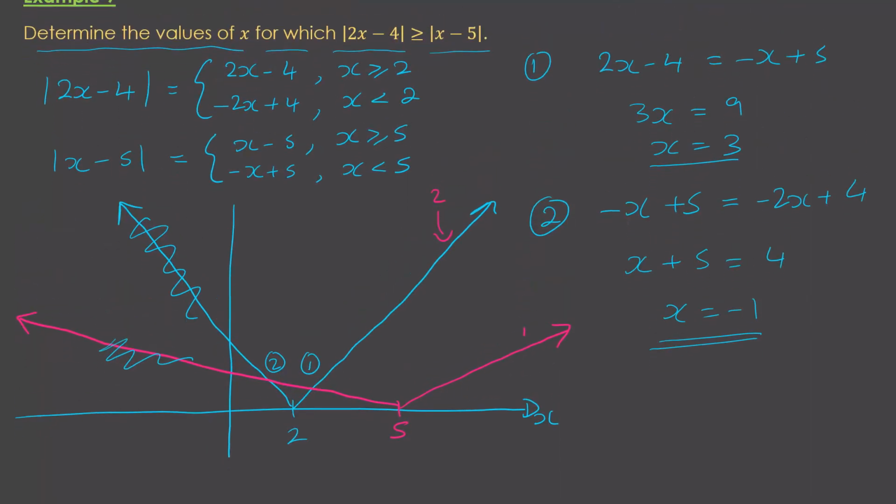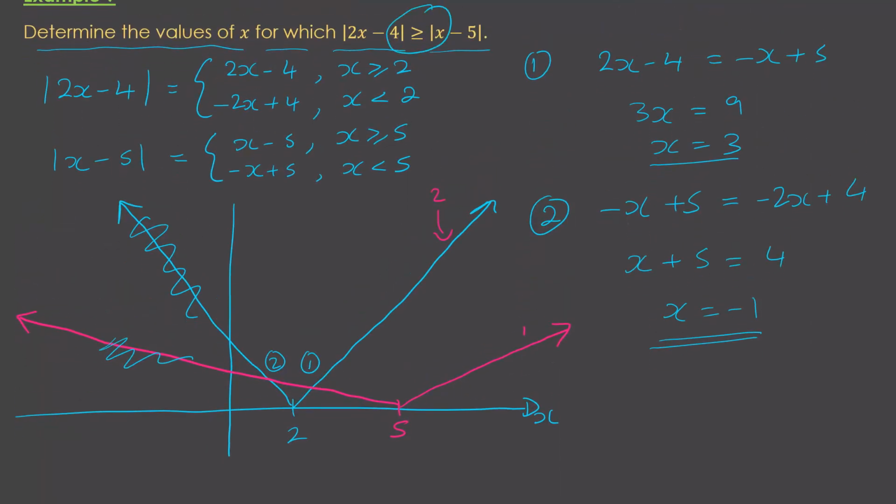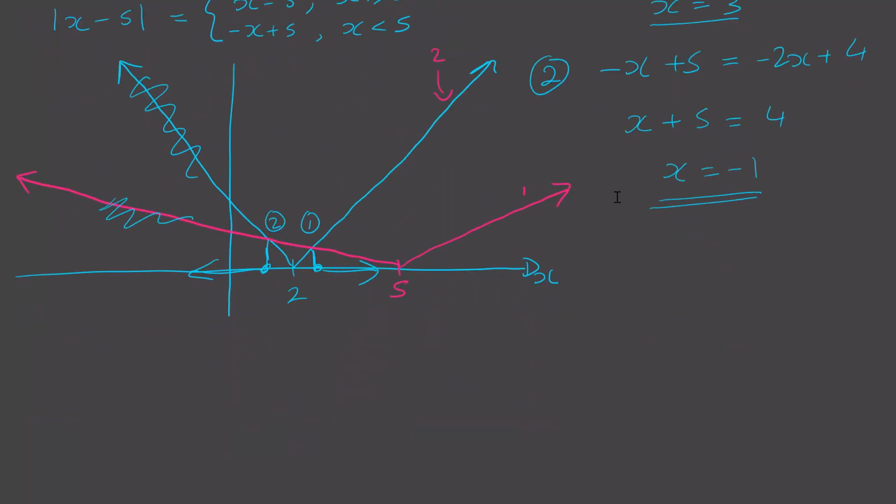Looking at the inequality, we can see we're looking for when the 2x minus 4, that's the blue one, is above the pink one. So in other words, that's going to be this way and this way. That's where the blue is above the pink. So it's going to be real values: x is less than or equal to negative 1, or x is more than or equal to 3.